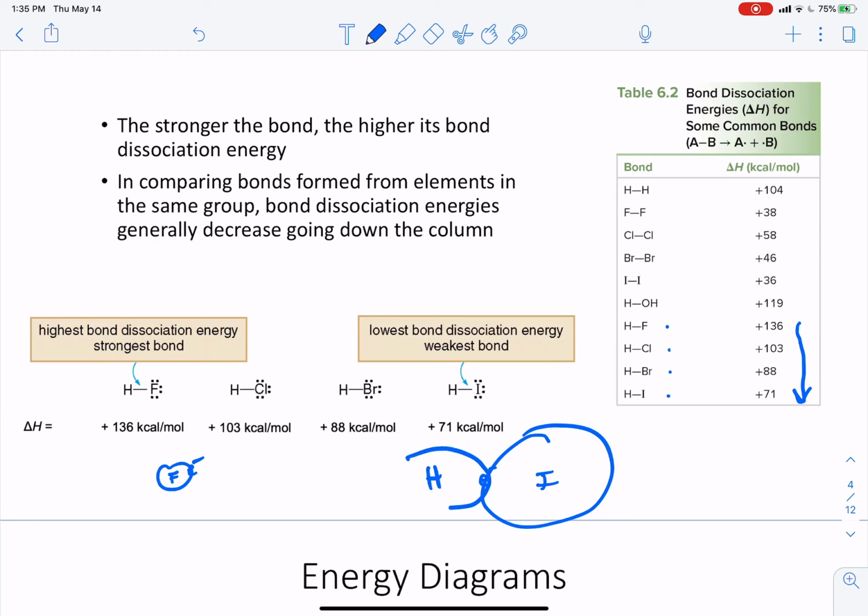So say we have this right here, and those two electrons are in between the hydrogen and the iodine. The iodine's like, all right, we can break that bond. I don't really need that electron. I've got enough electrons. And so it costs less energy than it would with a smaller atom like fluorine.